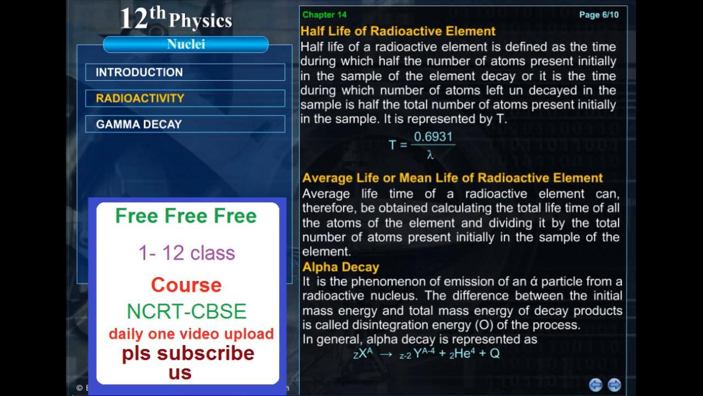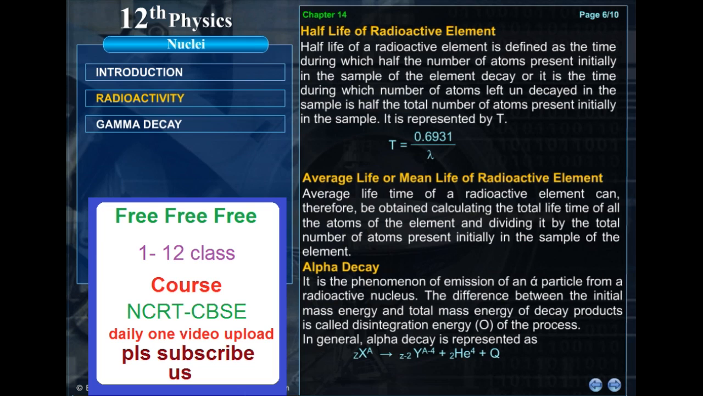Average life or mean life of radioactive element. The average life of a radioactive element can be obtained by calculating the total lifetime of all the atoms of the element and dividing it by the total number of atoms present initially in the sample of the element.